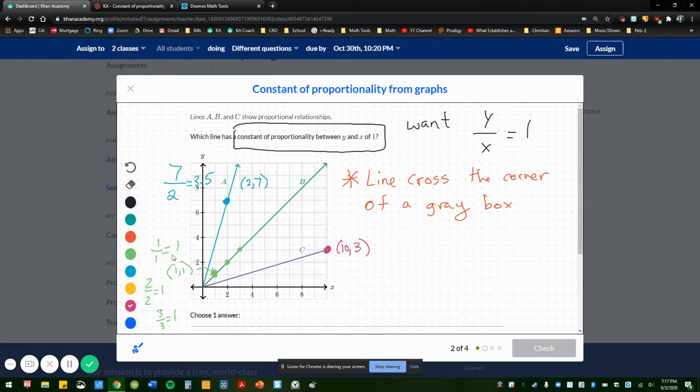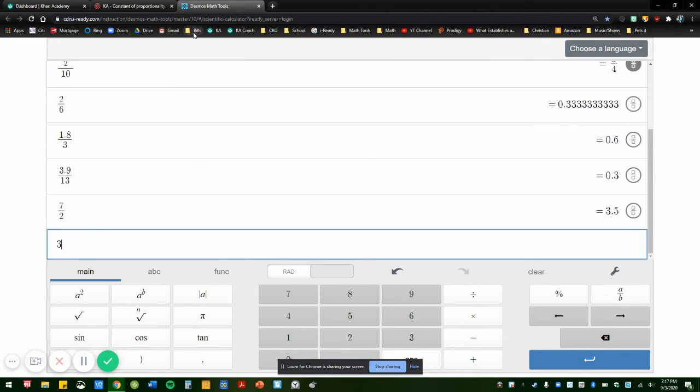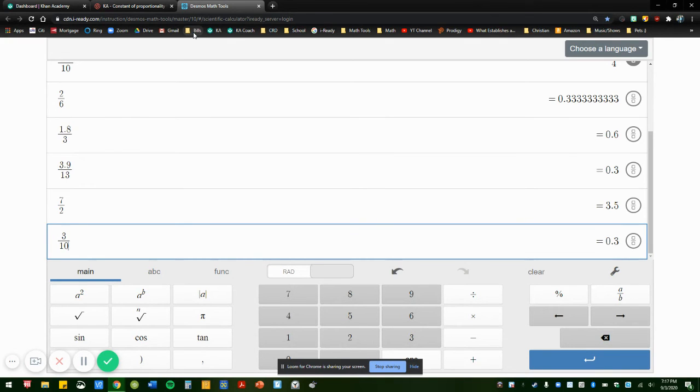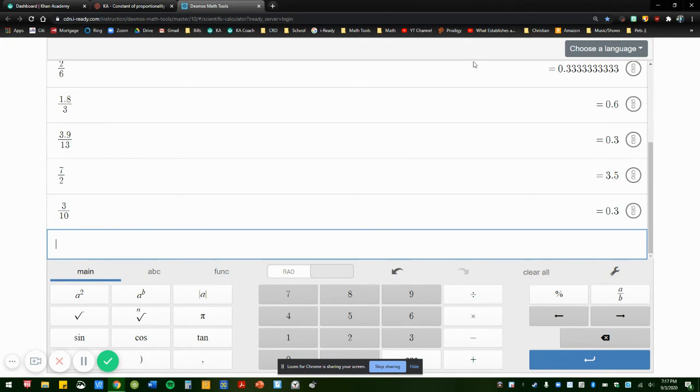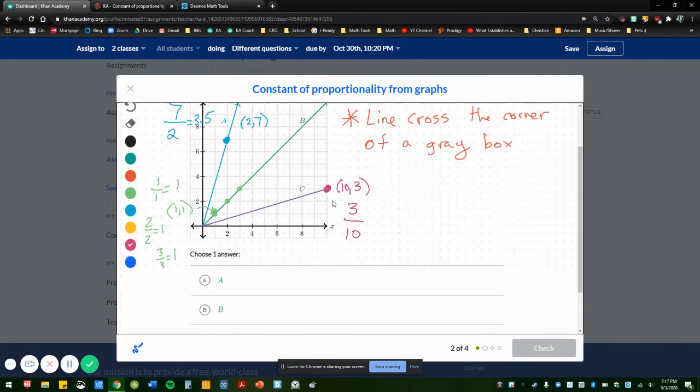All right, and we already have our answer, so we know it's line B, but let's just do line C just to make sure. 3 is my y value, 10 is my x, and so we don't have the same number in the top and the bottom, so we're not going to get 1. Again, you can use the calculator to find the decimal form if you don't remember it by memory. 0.3. All right. So that pretty much covers it for this one.